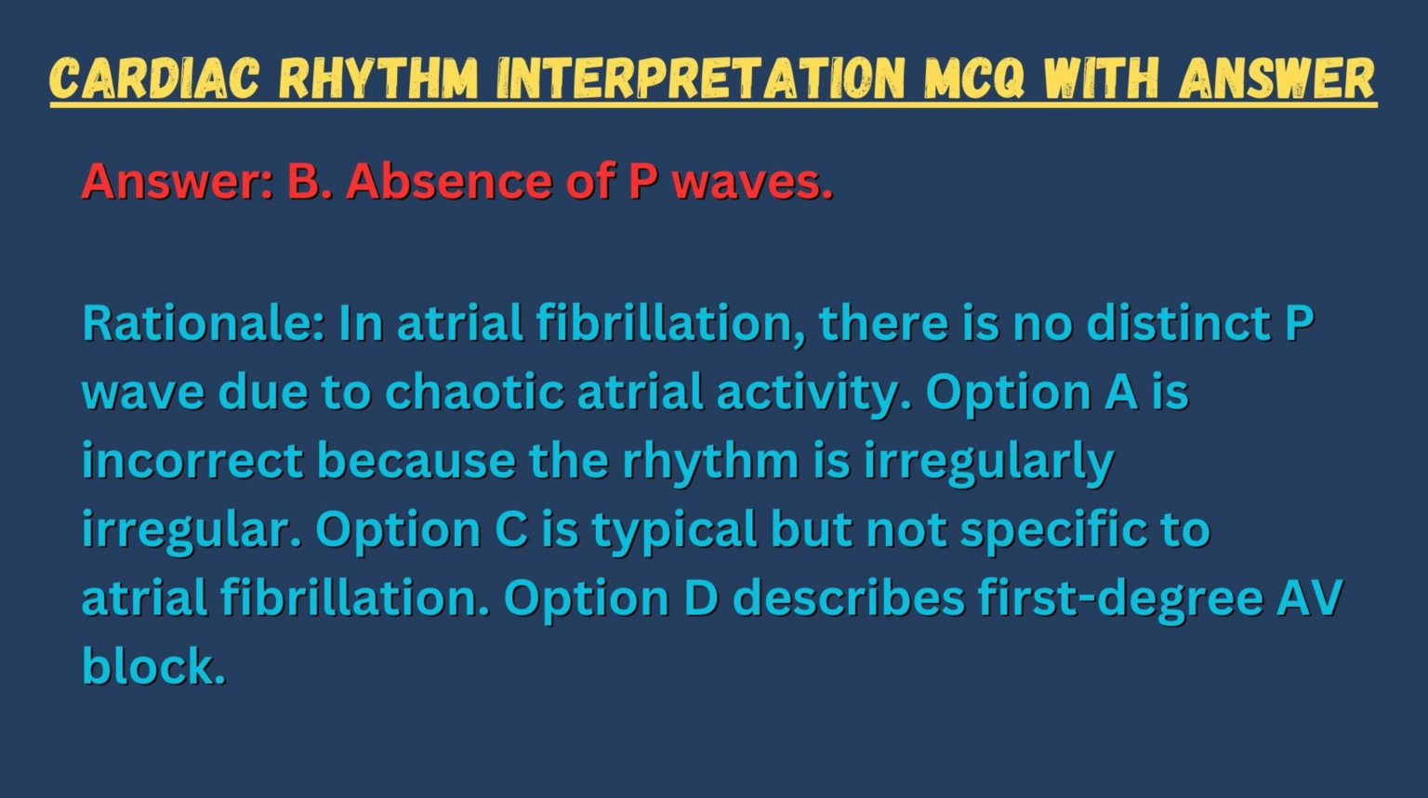Answer. B. Absence of P waves. Rationale. In atrial fibrillation, there is no distinct P wave due to chaotic atrial activity. Option A is incorrect because the rhythm is irregularly irregular. Option C is typical but not specific to atrial fibrillation. Option D describes first-degree AV block.